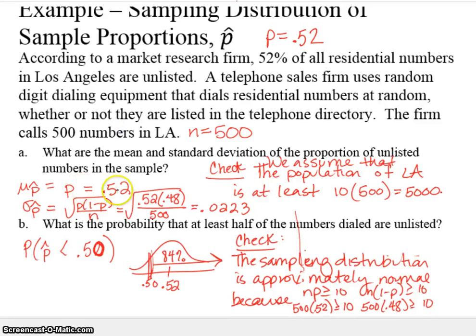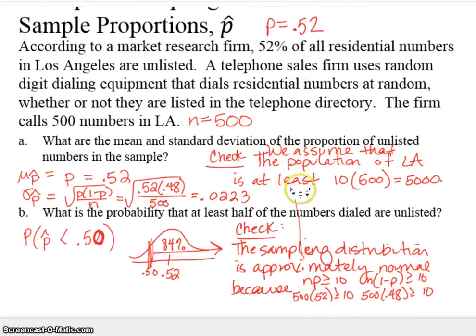And I don't know if I can give myself any more room. Let's see. Yes, I can. So 500 times 0.52 is 260. Yes, that's greater than or equal to 10. And 500 times 0.48 is 240. And yes, that is greater than or equal to 10. So we can use the normal approximation.